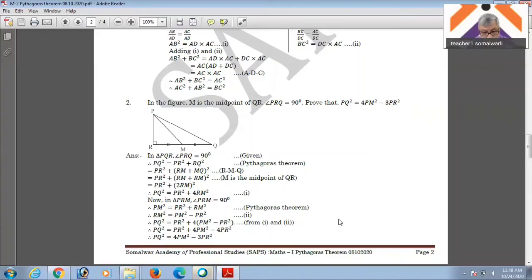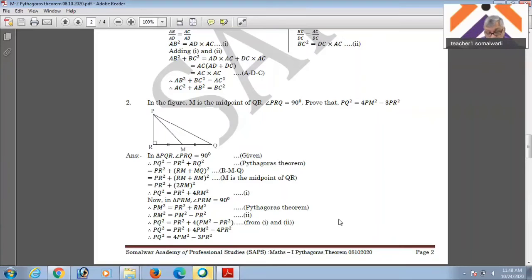Now, in equation 1, there is 4 times RM square, and here in equation 2 we are getting the RM value. So we will find the RM value: RM square is equal to PM square minus PR square, and we put it in equation 1, putting equation 2 in equation 1. So what will happen? PQ square is equal to PR square plus 4 times RM square, that is PM square minus PR square, from equation 2. And this makes PQ square is equal to PR square plus 4 times PM square minus PR square.